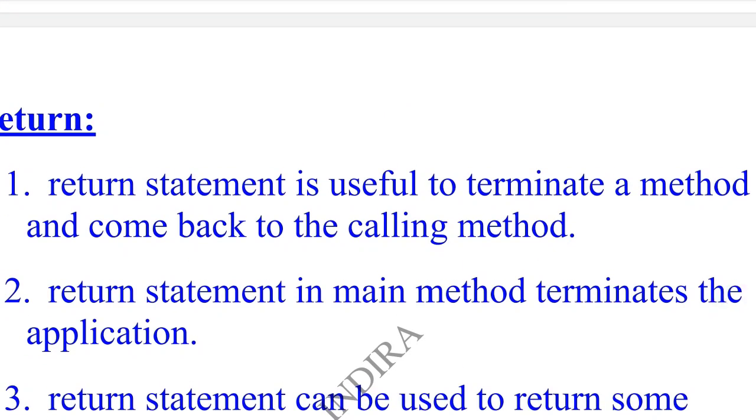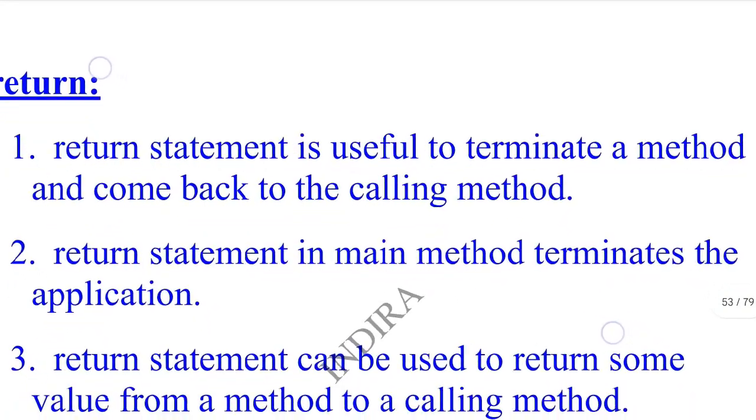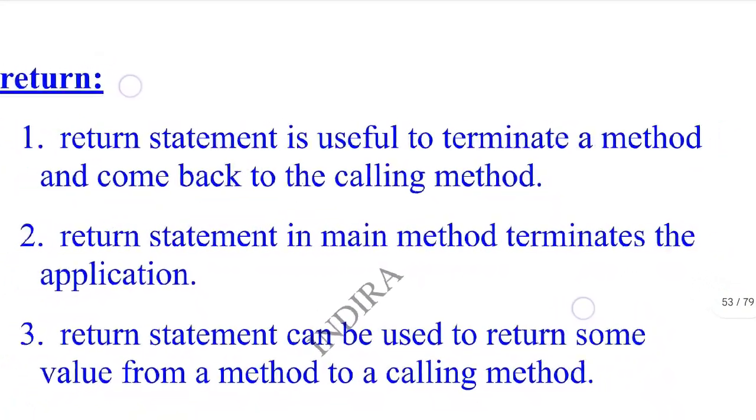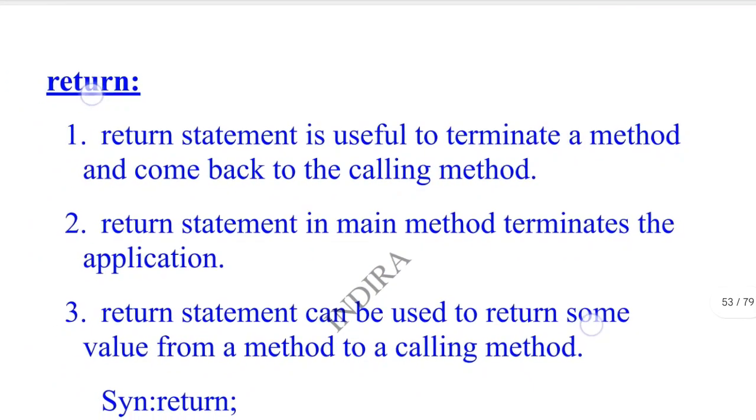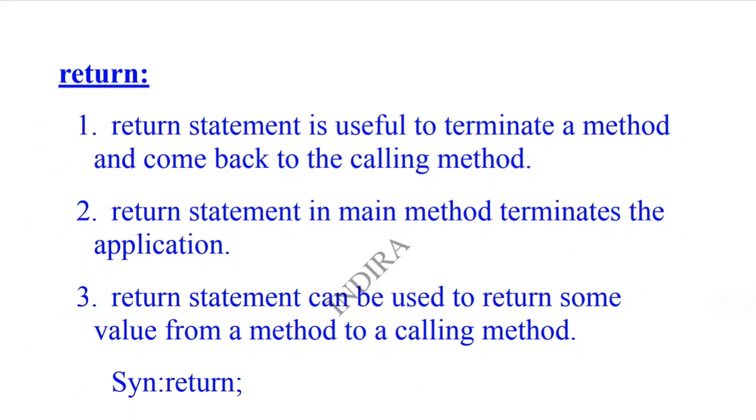The return statement consists of only 3 points. It doesn't consist of a flowchart, syntax and example. It consists of only three theory parts. So the return statement is useful to terminate a method and come back to the calling method. It is used in the calling method and in between global and local variables. A return statement in the main method terminates the application. A return statement can be used to return some value from a method to the method call.